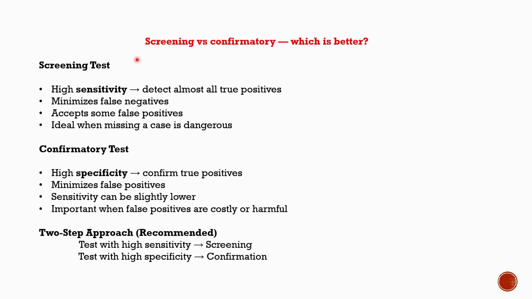So now which test do we use for screening and confirmation? The screening test prioritizes high sensitivity to capture nearly all true positive cases, which is crucial when missing a case is dangerous. False positives are acceptable here because positives are confirmed later. Confirmatory tests, on the other hand, prioritize high specificity to ensure only true positives are identified, preventing unnecessary intervention. So always go for a two-step approach. That is, a test with high sensitivity used for screening and a test with high specificity used for confirmation.